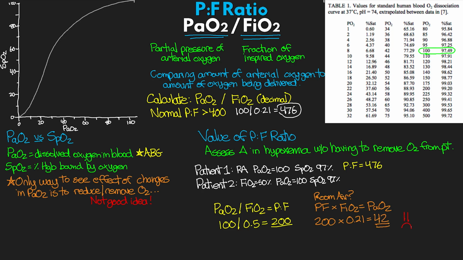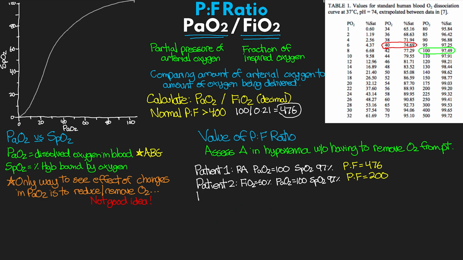So that's pretty low. If we go to our chart, our oxyhemoglobin dissociation curve, we can see that a PaO2 of 42 would actually give us a SpO2 of just 75%. So if this person was on room air, they would be satting 75%. This patient is extremely hypoxic. We would not want to reduce their O2, and we really need to keep a close eye on this person.